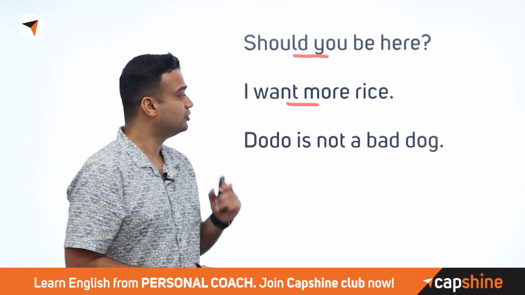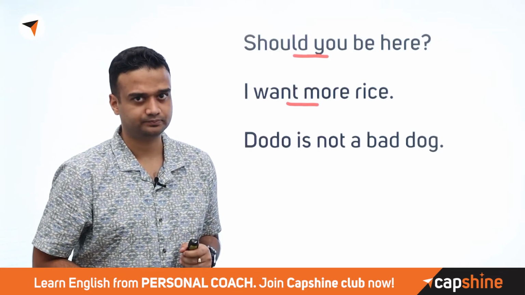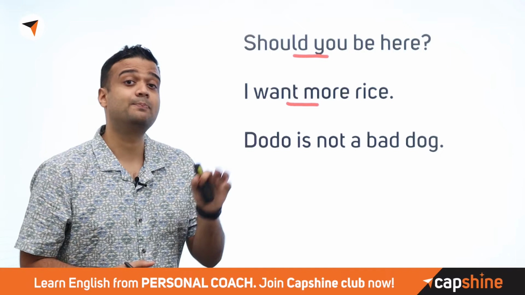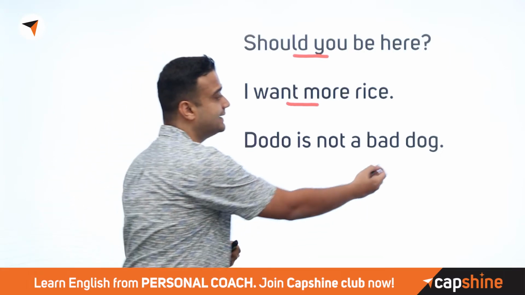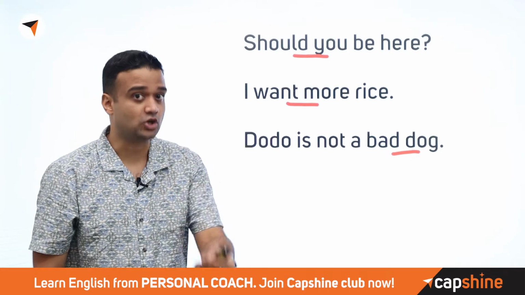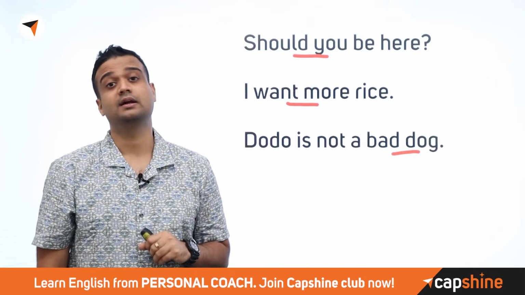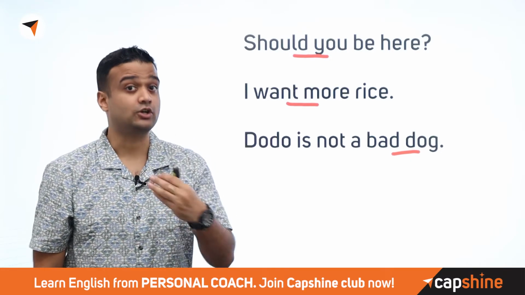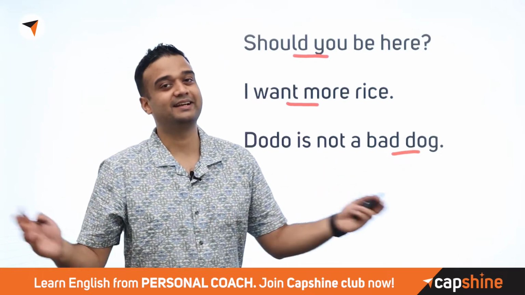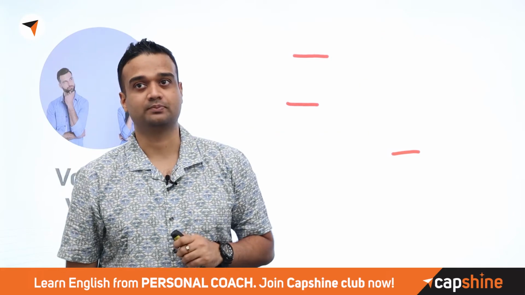And of course, Dodo is not a bad dog. Notice how I said bad dog? I did not pronounce bad and dog separately. What I did is I linked these two and I dropped one of the D sounds: bad dog, right? One D sound, bad dog. And therefore that is linked as well. Great, let's look at another situation.